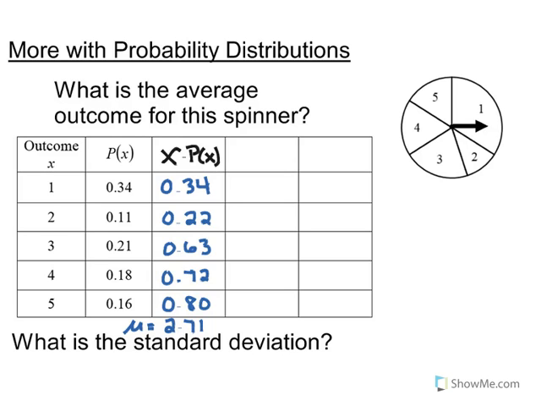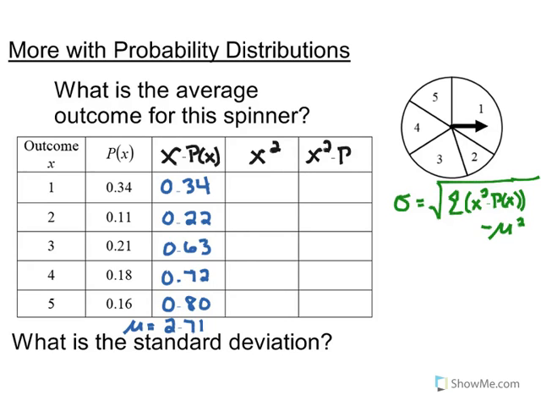So we start off by adding on another column, and that column is x squared. Okay? And that's because in the standard deviation formula, we have this. So standard deviation, sigma, is equal to the square root of the sum of the x squareds times p of x. Okay, so we do that sum, and then we subtract the mean squared. We do the square root of the whole thing. Sorry, it didn't quite fit on one line there. Okay, so we need x squared, and we're going to eventually need x squared times p of x.